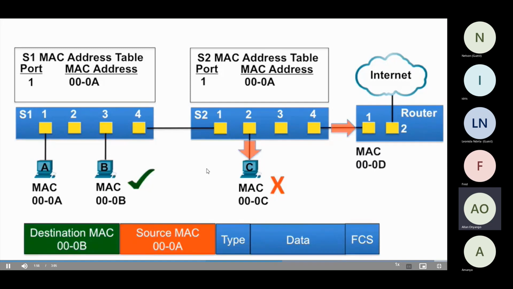The router receives the Ethernet frame, examines the destination MAC address against its own MAC address, and notices.